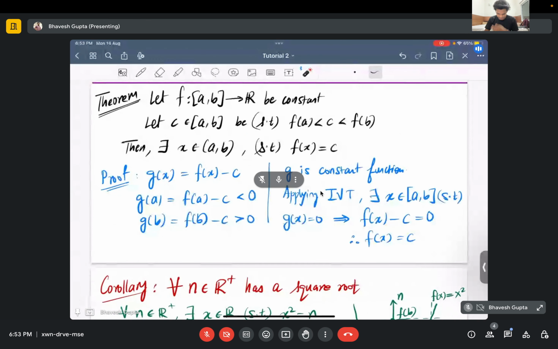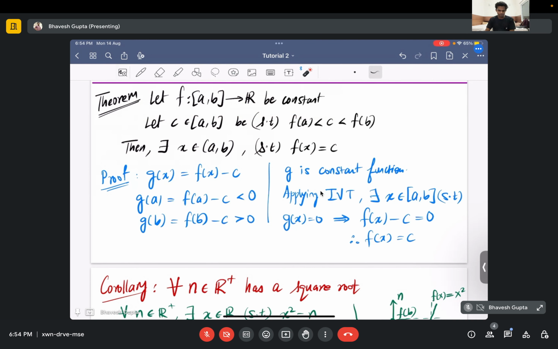The next point is we'll talk about a theorem, which is defined in an interval and which maps this interval to a real variable. And we assume that this function is a constant function.